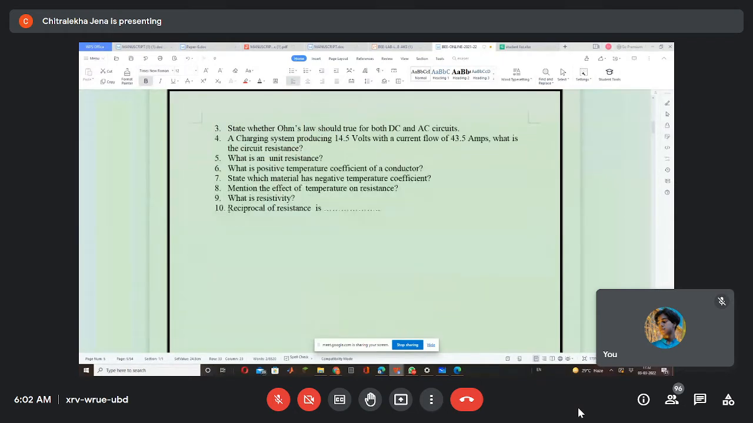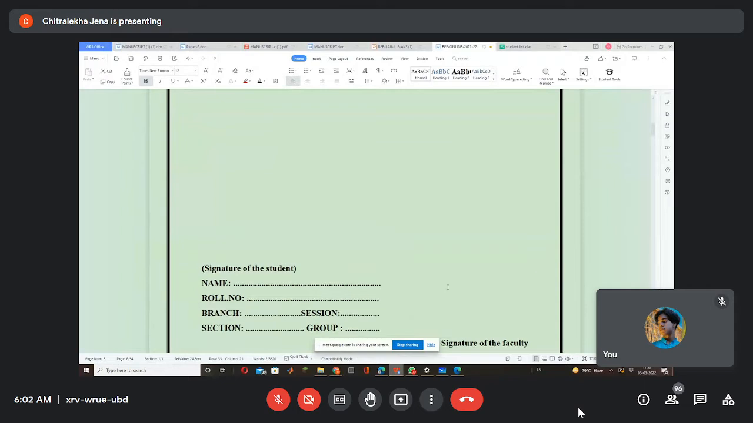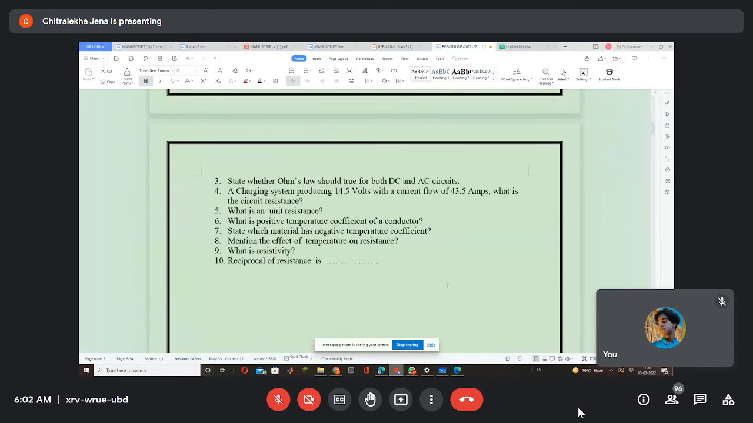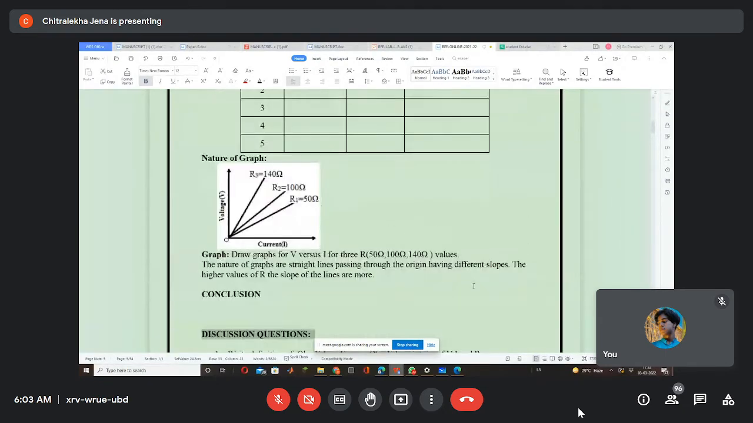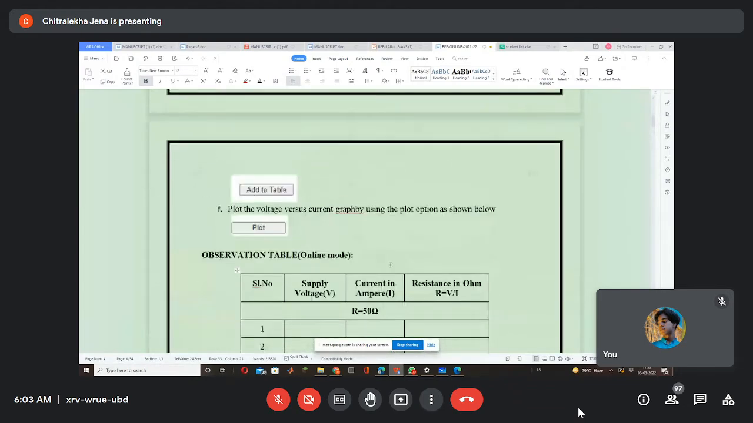After that, signature, name, roll number, this much you have to merge into a single PDF. You can do the merge online, make it a single PDF, name the report as your roll number, and upload it in the Google Classroom. Am I clear to all of you? Yes, ma'am. Tell about the discussion questions once again.